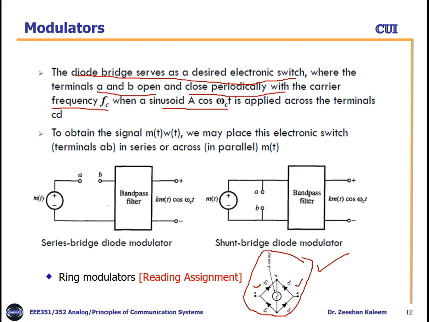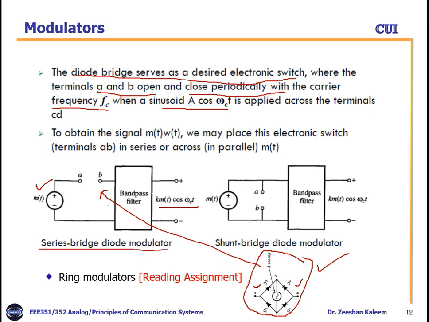If we want to use this switch in a circuit like the series bridge diode modulator, this is a modulator circuit. This is our message signal m(t) which we would like to modulate, and this is our band pass filter, and in the end we would like to obtain km(t) cos ωct. This is our desired target. So in between A and B, we put this circuit here. These are terminal A and terminal B.